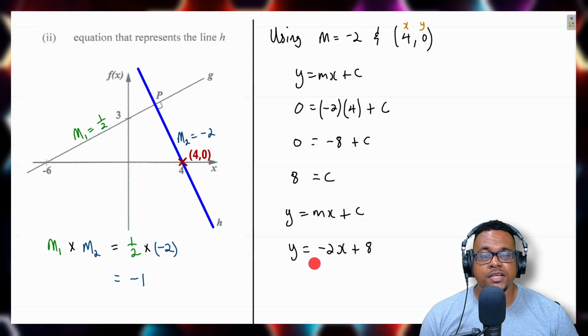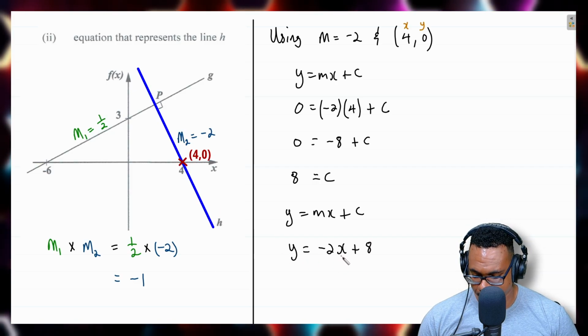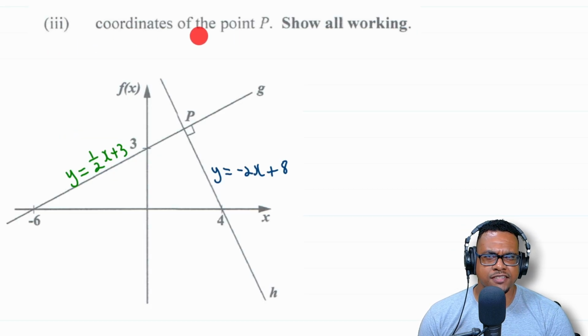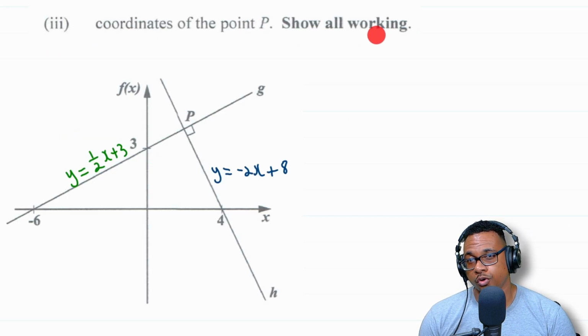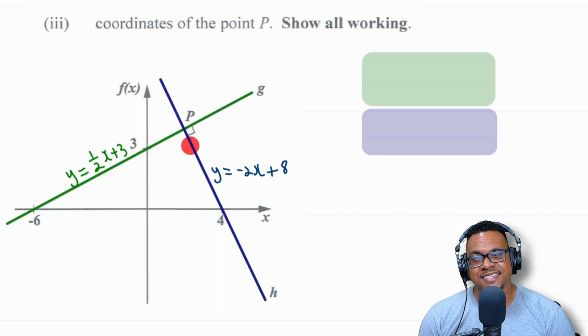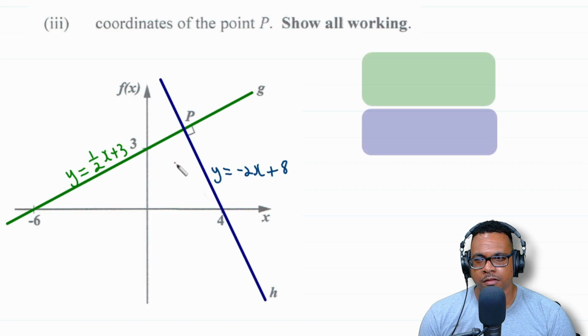And this would be the equation of the line h. So now for part 3, we want to determine the coordinates of the point P, and we want to show all working. So we've seen that P is the point where the two lines intersect. Now I wrote down the equation of the line G, which is y is equal to half x plus 3, which we found in the first question.